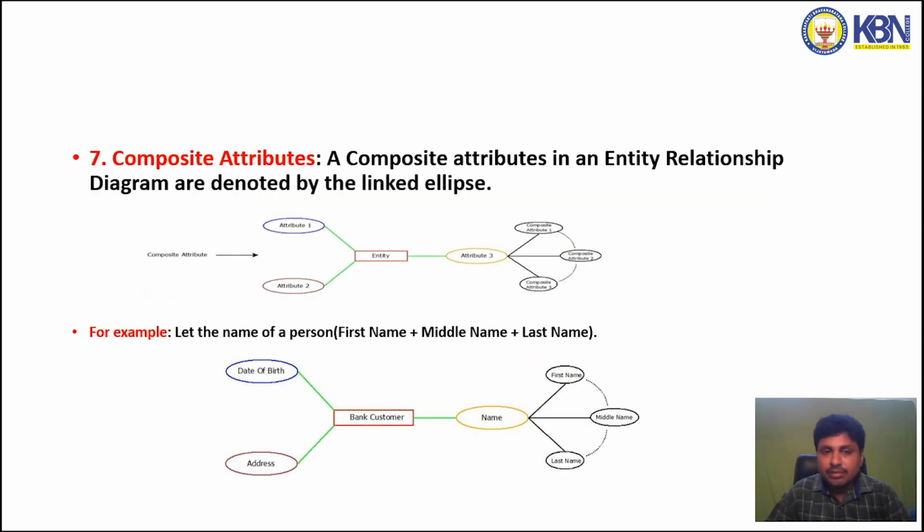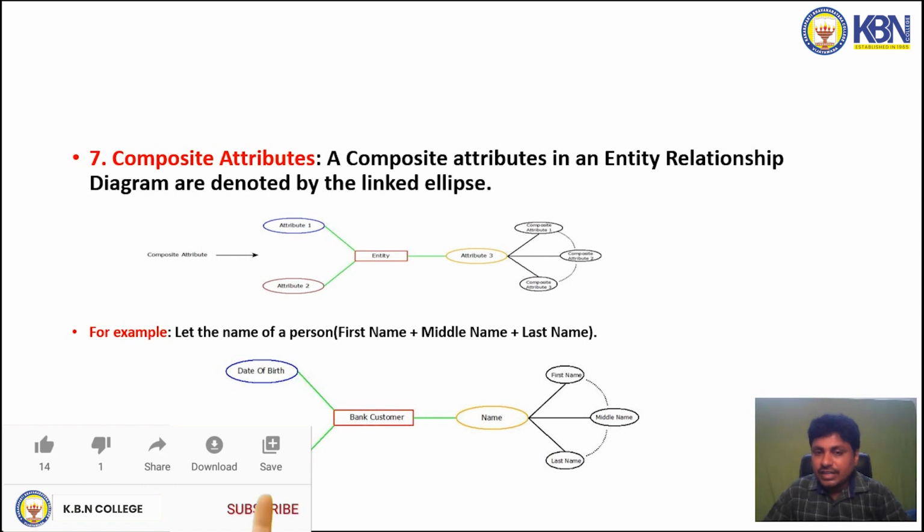The next example is the composite attribute. A composite attribute is denoted in an entity relationship diagram with a linked ellipse. Bank customer is one of the entities. Date of birth, address and name are three different types of attributes. But the name can be divided into more than one, into first name, middle name and last name. That's why it is denoted with the linked ellipse symbol.